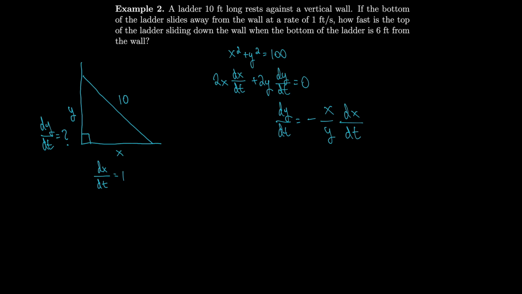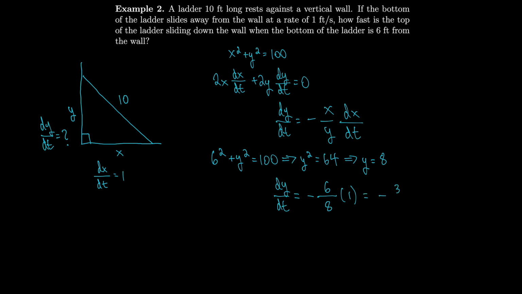So let's use the Pythagorean theorem. If x is 6, that means it's 6 squared plus y squared equals 100. So that means that y squared is equal to 64. So that means that y is 8, because we can't have a negative value for distance. Okay, so now we can plug in. We get that dy/dt is equal to negative 6 over 8 times 1. So that's negative 3 over 4 feet per second.